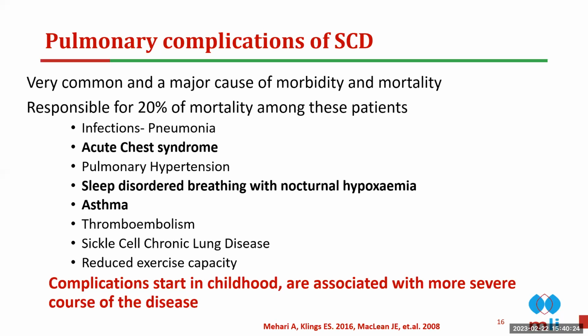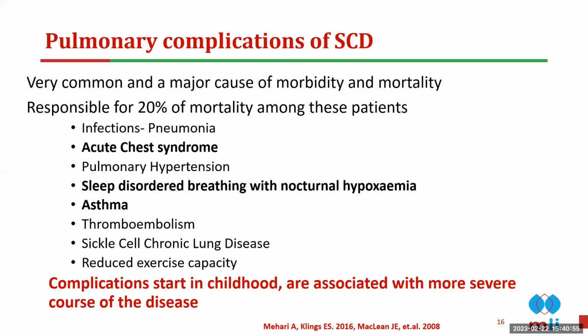They also tend to have asthma, thromboembolism, what we call sickle cell chronic lung disease, more common in older children and adults, as well as reduced exercise capacity. I'll only discuss acute chest syndrome, sleep disordered breathing with nocturnal hypoxemia, and asthma, and the reasons will become clear as we go along. But that doesn't mean that the rest of the complications are not important. And also, this list is not exhaustive.